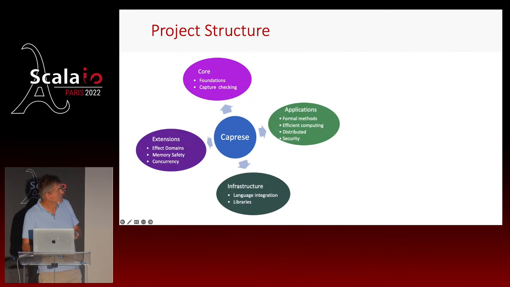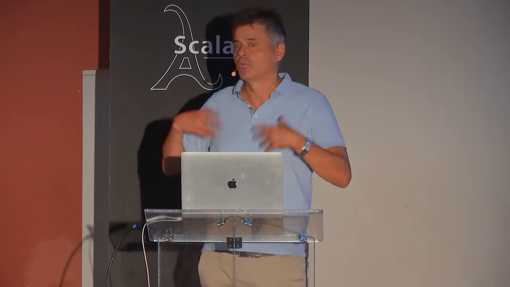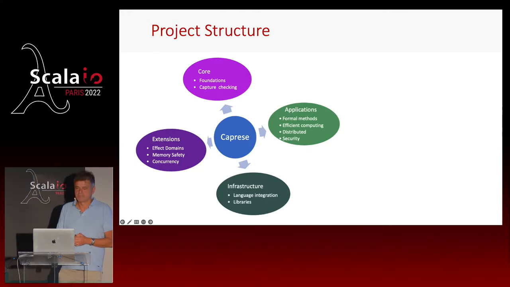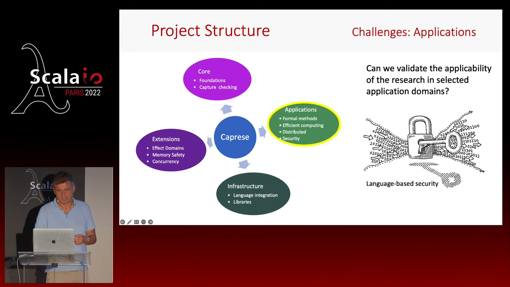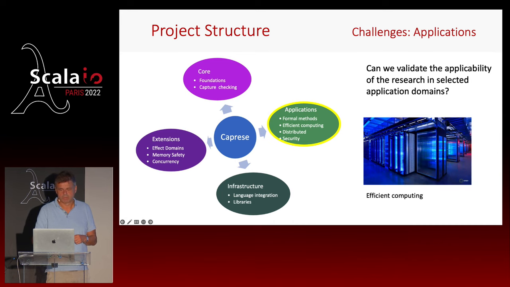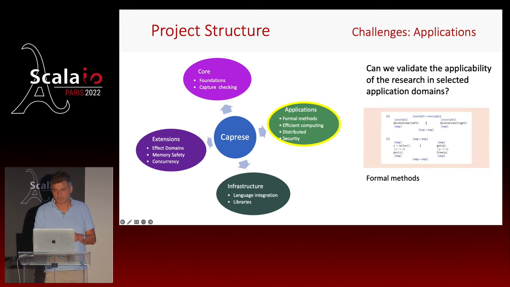So that's essentially the structure of this Caprese project. There are four things: the core, which is the foundations and capture checking; then particular effect domains, where memory safety and concurrency are the most important ones. Then we want to put this into Scala, so we have to do language integration and libraries, and we have to worry about migration of existing code bases. And then we have applications in various domains. Security is important. High-performance computing is important, so are distributed systems and also formal methods.